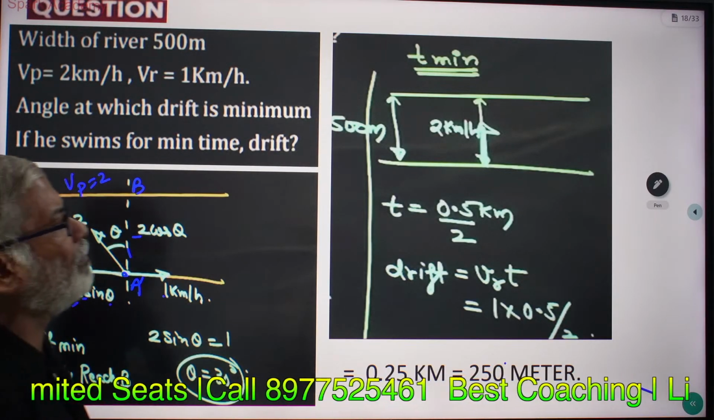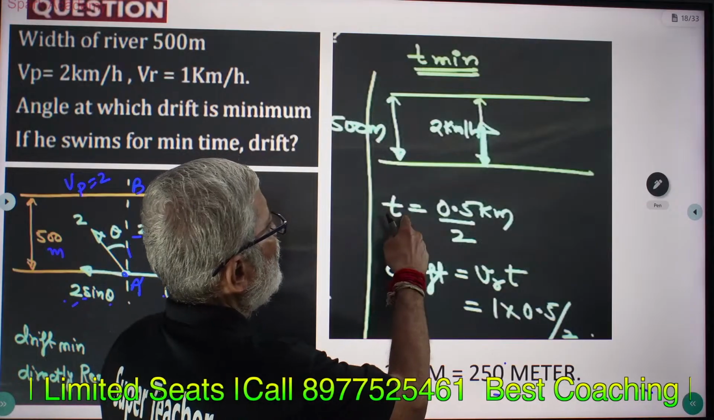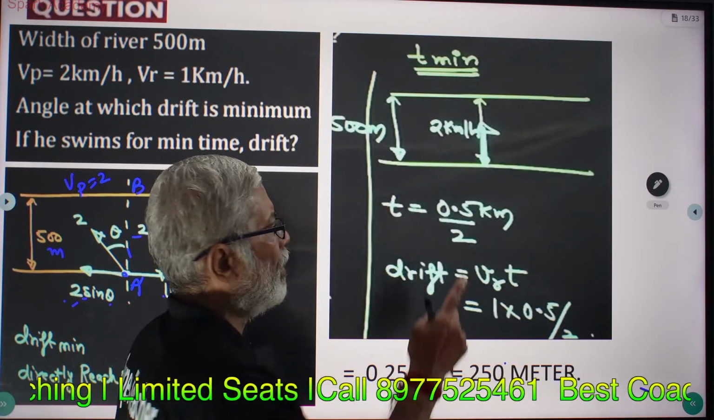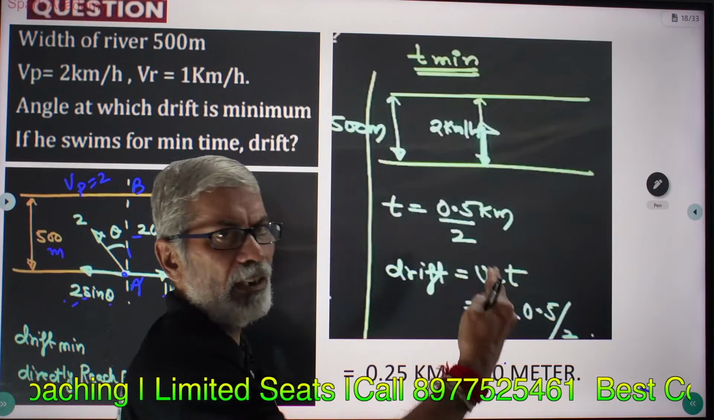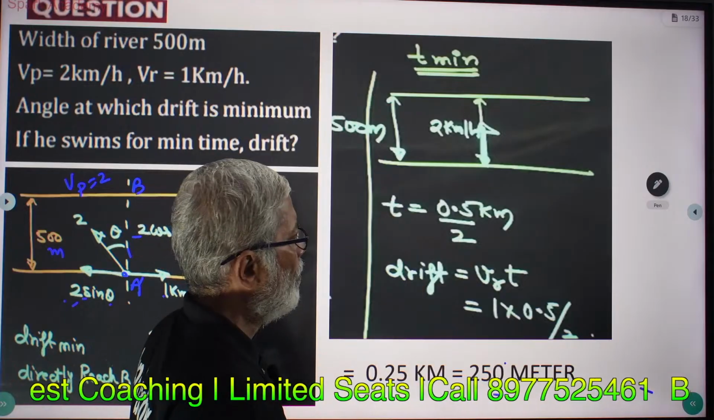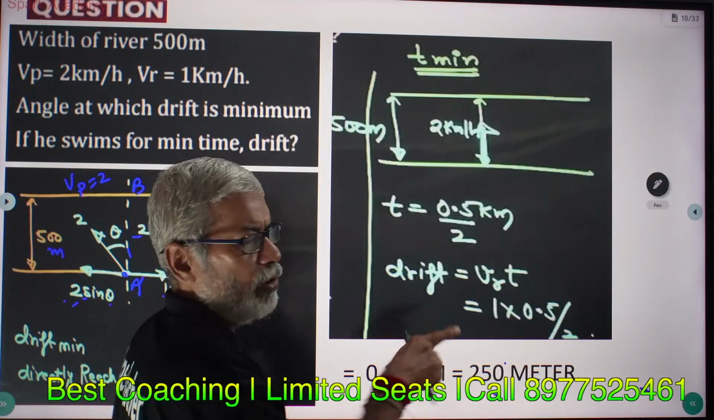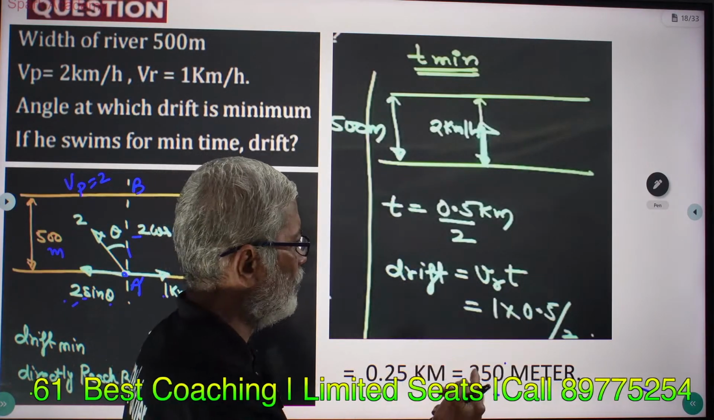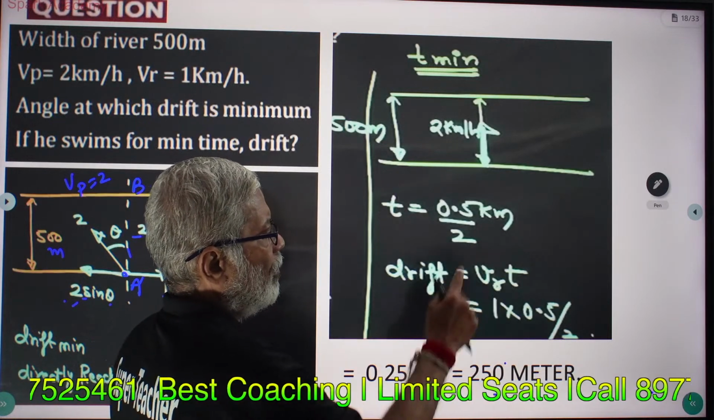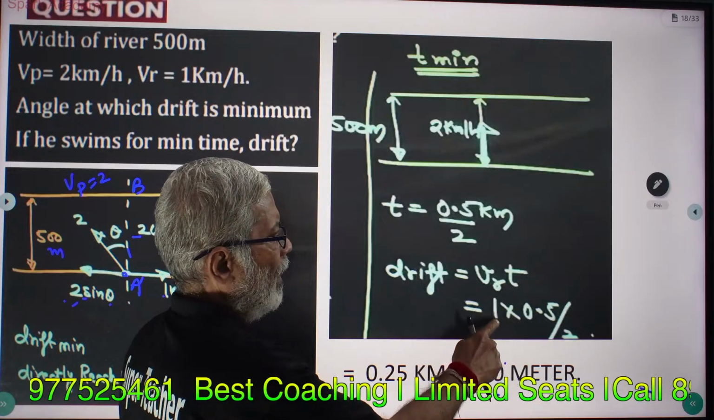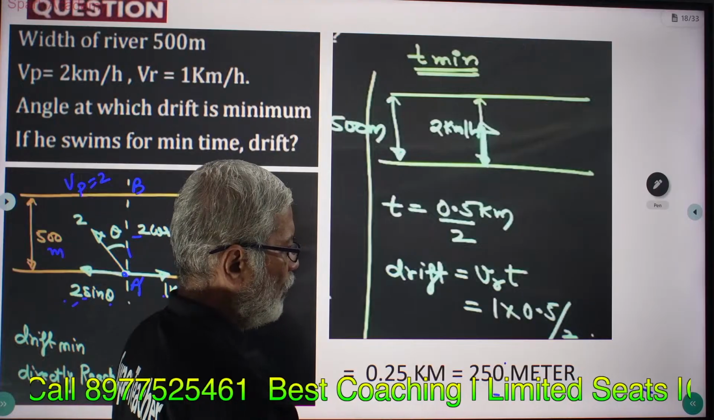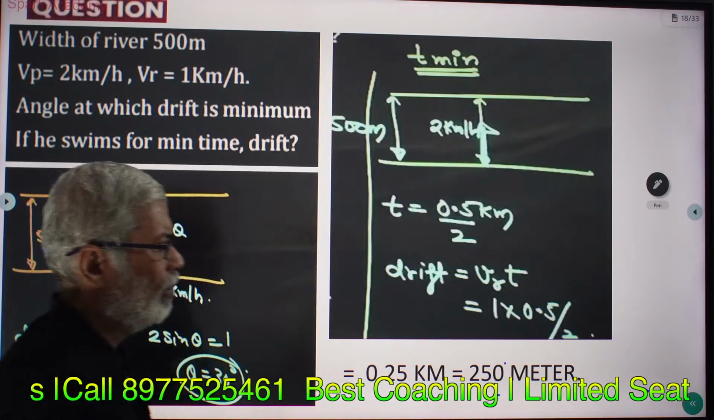So what is the minimum time now? Minimum time is nothing but distance by velocity. Distance is 500 meter, you convert into kilometer. 500 divided by 1000, so it will be 0.5 kilometer by 2. And what is the drift? I told you horizontal velocity into time is the drift. So horizontal velocity VR into minimum time. So VR is 1, minimum time is 0.5 by 2. You will be getting 0.25 kilometer or 250 meter.